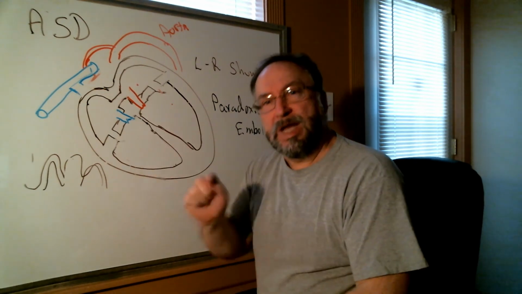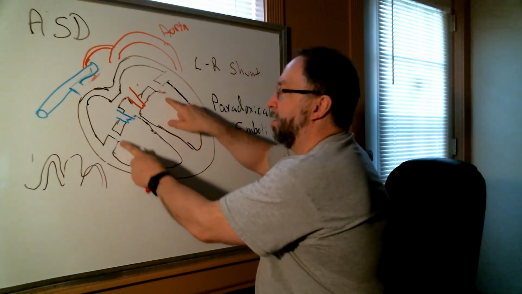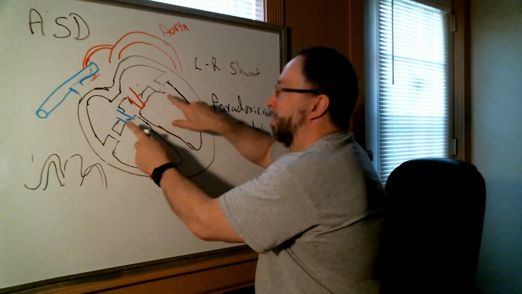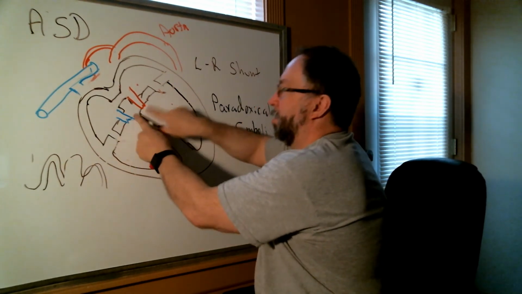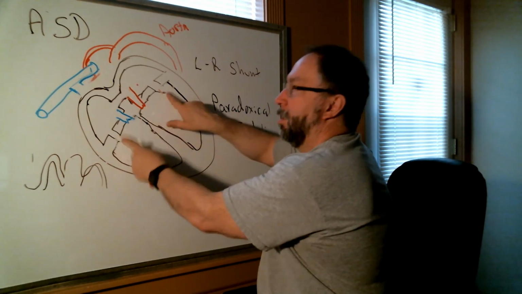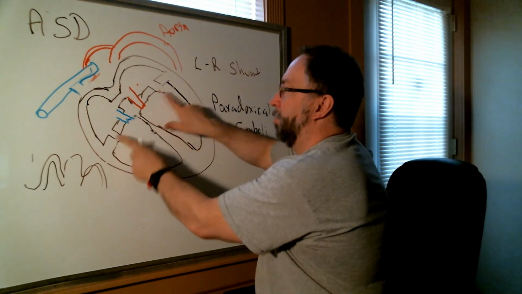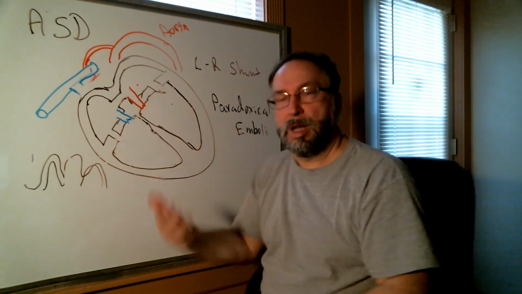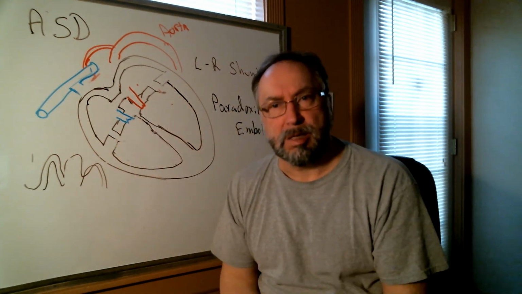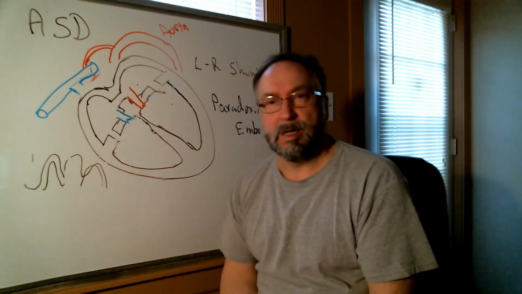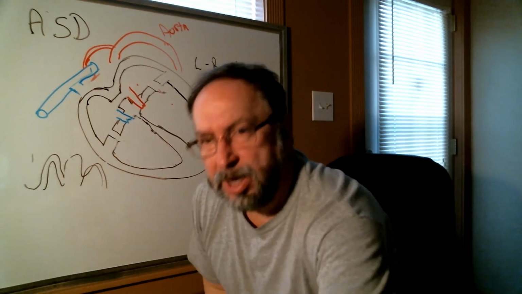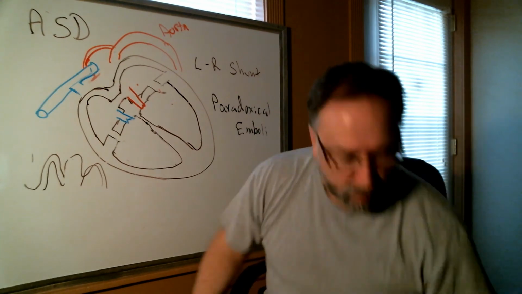They call it a splitting S2, because lub is S1, dub is S2. S1, S2, S1, S2, right? Lub, da, dub, lub, da, dub. So they're not slamming shut at the exact same time because of this ASD deformity. So that splitting S2, know that. It's an important thing to know.